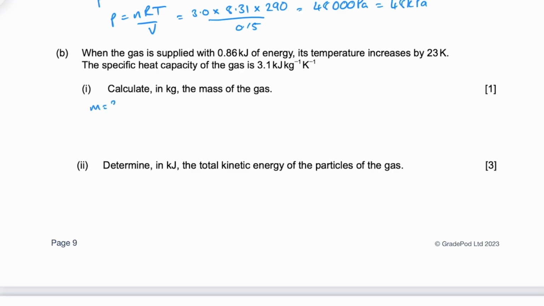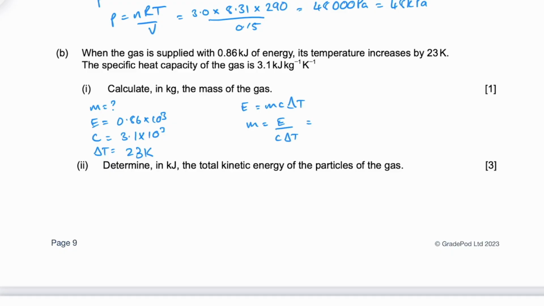Right, we want to know what mass is. We know energy is 0.86 times 10 to the 3. We know that the specific heat capacity is 3.1 times 10 to the 3. And we know the temperature increase is 23 Kelvin. So we've got E equals mc delta T. m equals E over c delta T.